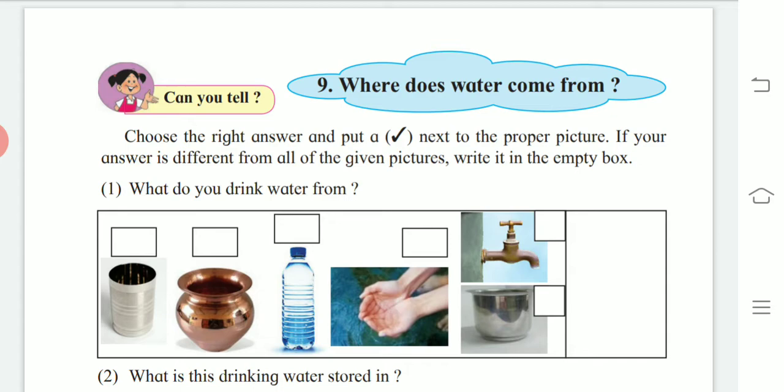Where does water come from? Can you tell? Choose the right answer and put a tick mark next to the proper picture. If your answer is different from all of the given pictures, write it in the empty box. Number 1. What do you drink water from?